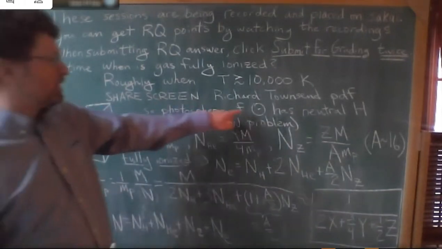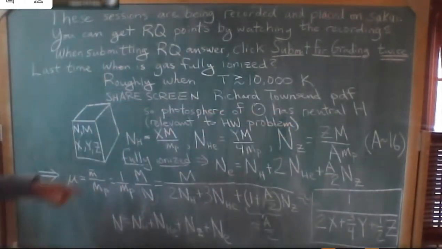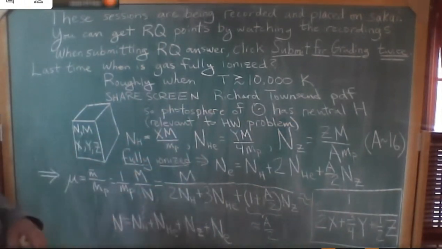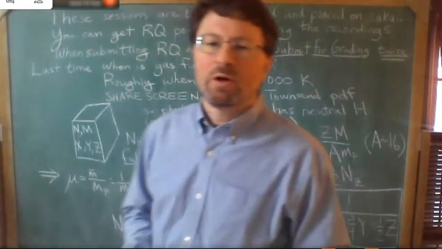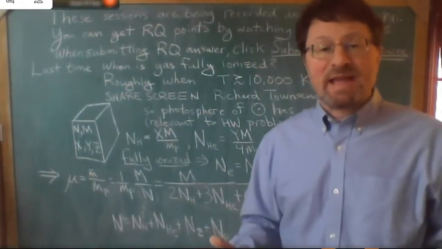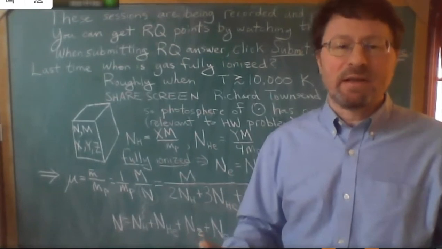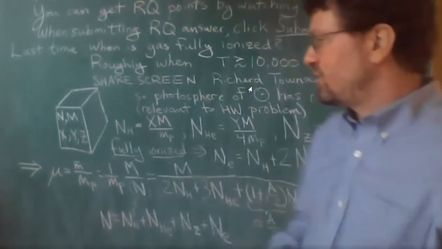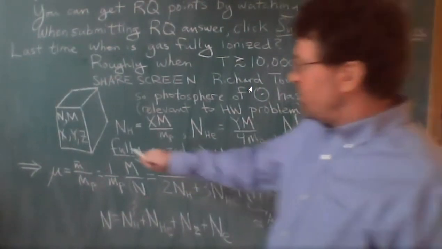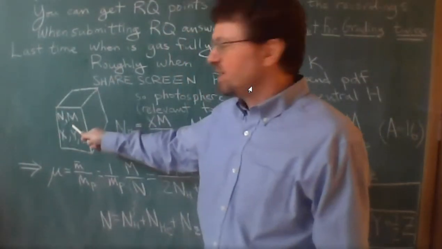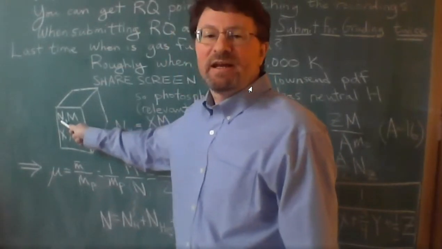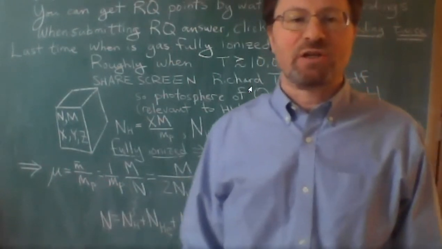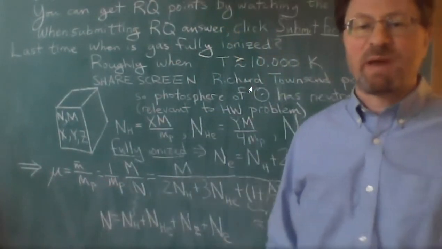So, photosphere of the sun has neutral hydrogen. That's relevant to a homework problem. Last time, we were calculating the mean molecular mass mu for a fully ionized gas. We're going to review that quickly, then we'll talk about a neutral gas, and then we'll move onward through chapter 10. But as a reminder, we imagine that we have a little box of gas. It'll have n particles in it of total mass m, and it has mass abundances of hydrogen, helium, and metals, x, y, and z respectively.